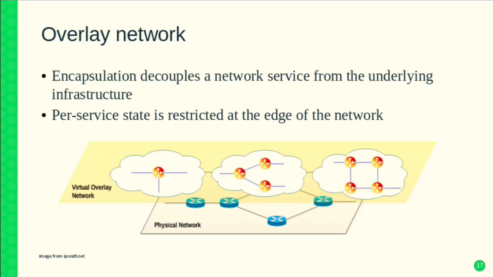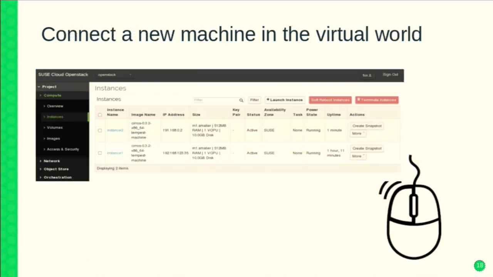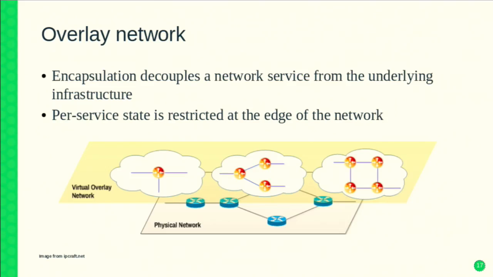And of course, the state is restricted at the edge of the network, because that's where you take the routing decisions.